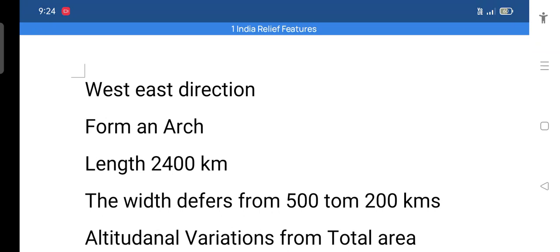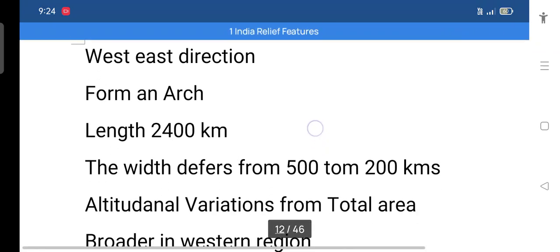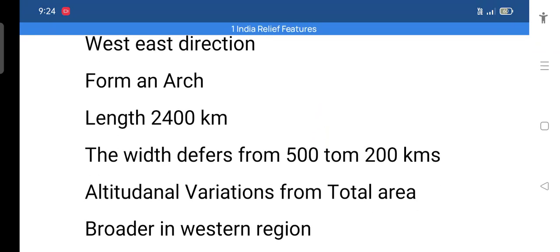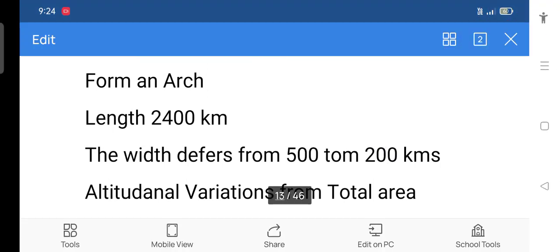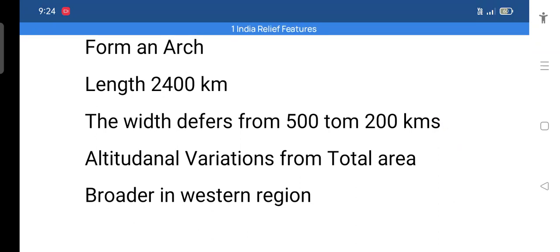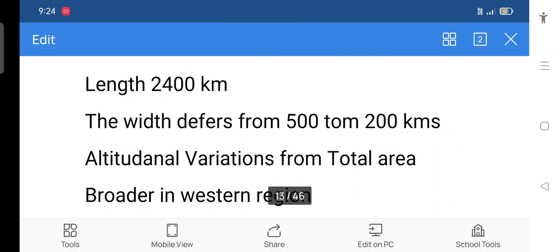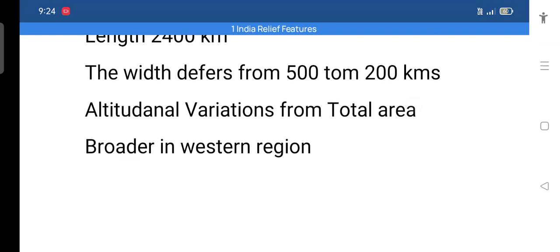The length of the Himalayas is 2400 kilometers, and the width differs from 500 kilometers to 200 kilometers from the western side to the eastern side. Altitudinal variations also we can find there.